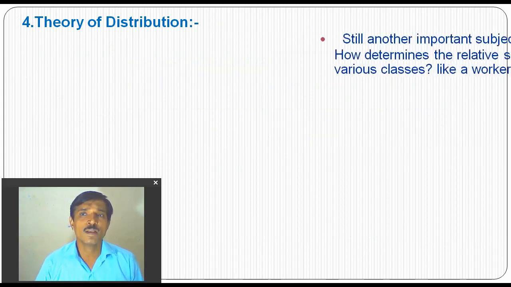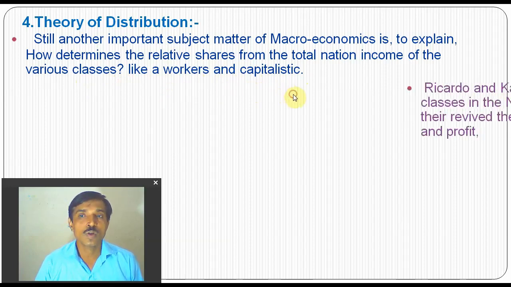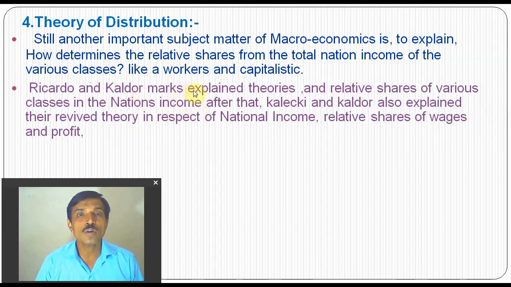Theory of distribution. Another important point in the subject matter of macroeconomics is how the relative shares of national income are determined among the various classes, like workers and capitalists, or the owners and the workers. Ricardo, Kaldor and Marx explained the theories of the relative shares of the various classes in the national income. After that, Kaldor also explained the revived theory in respect of national income and the relative shares of wages and profit.